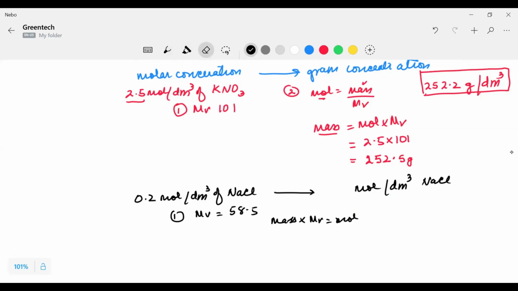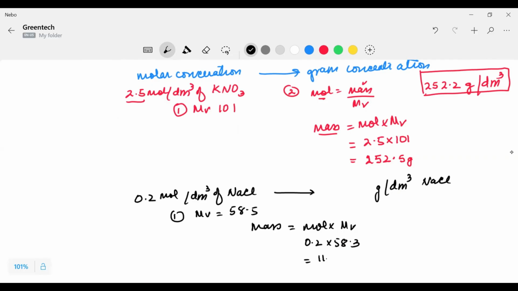Okay, on both sides we had the moles. In fact, we have to convert it into gram concentration, sorry, 0.2 moles. So with the formula, okay, we need to convert it into mass equals moles times MR. So mass was 0.2 times 58.5. So what is the mass coming? 11.7 grams. So yes, it's 11.7 grams per dm cube of NaCl.